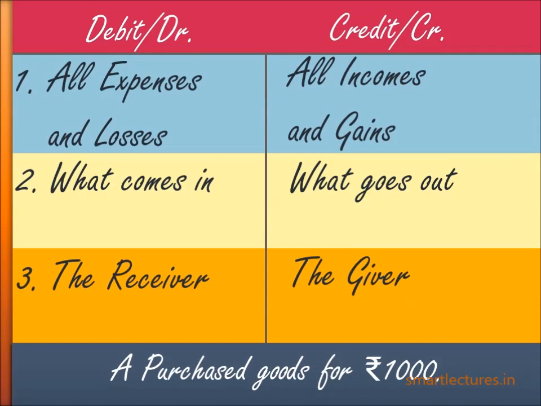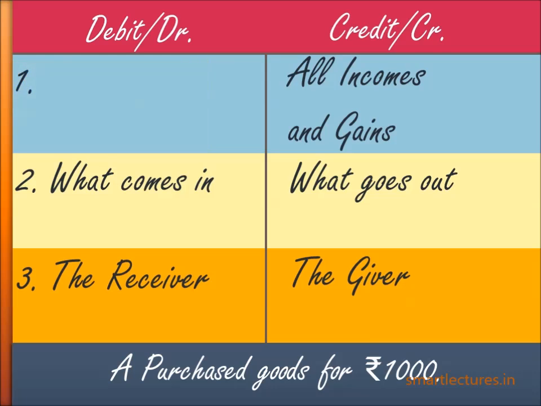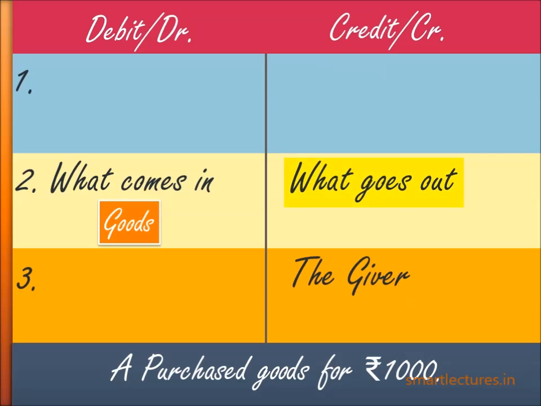So let's move to the table of options. Debit all expenses and losses? No. Debit what comes in? Yes. The goods have come in the firm. So goods on debit side. Credit all incomes and gains? No. Credit what goes out? Yes. The cash goes out of the firm. So you will write down cash. So goods account on debit side, cash account on credit side.